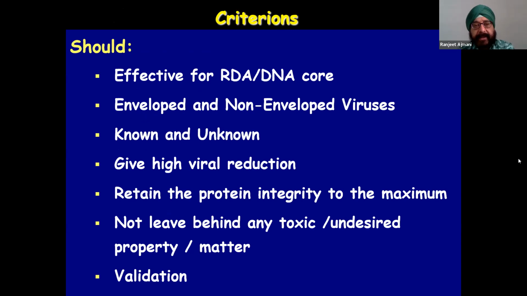So when you select a method, what is very important? It should be effective for both, sorry, there is a mistake on the first line, RNA or DNA core. It should be effective for both nucleic acids. It should also be effective for enveloped and non-enveloped viruses. It should also take care of known and unknown viruses. It should give high viral reduction, which means when you apply the method, you should be able to remove or kill the virus to a high degree.